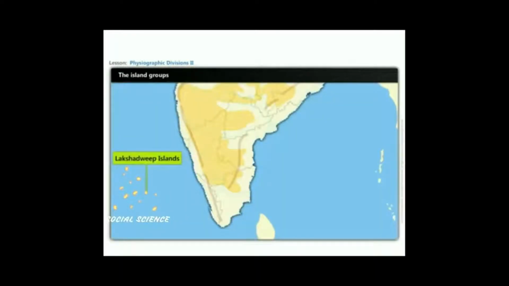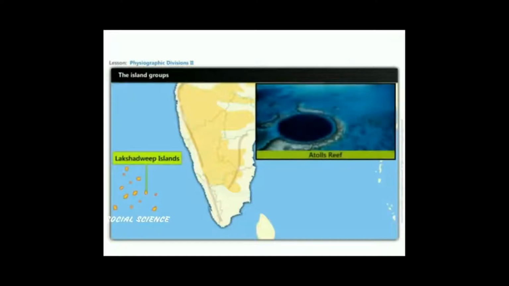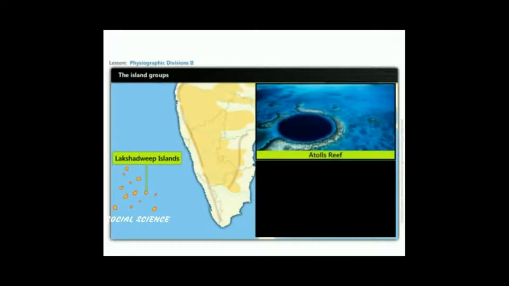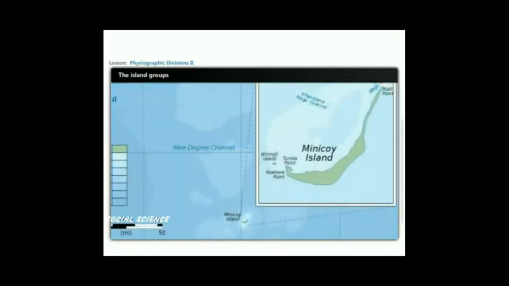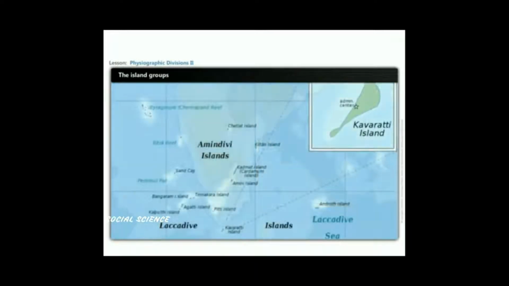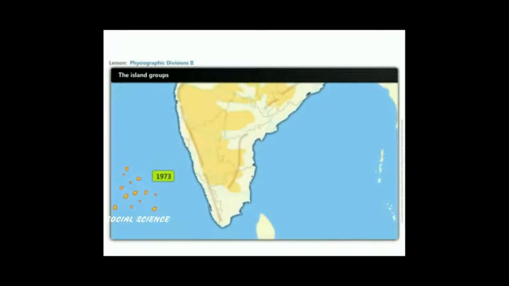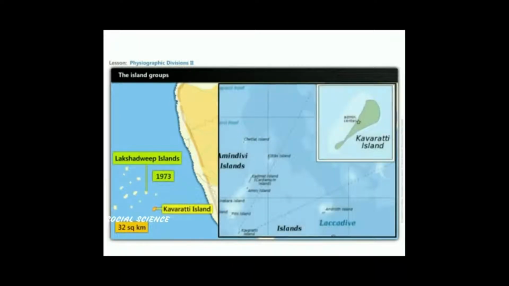Lakshadweep is mainly formed as atolls with very few fringing reefs. Earlier, this group of islands was known as Minicoy, Laccadive and Amindivi. In 1973, these were together named as Lakshadweep. It covers a small area of 32 square kilometers. Kavaratti Island is the administrative headquarters of Lakshadweep.